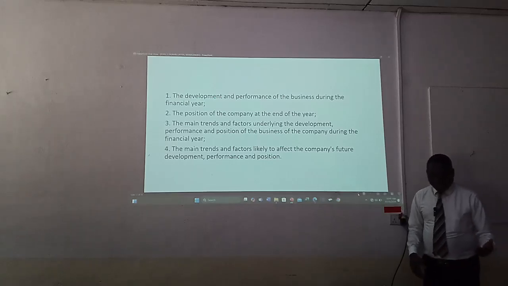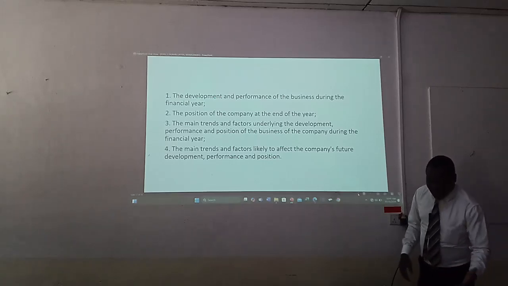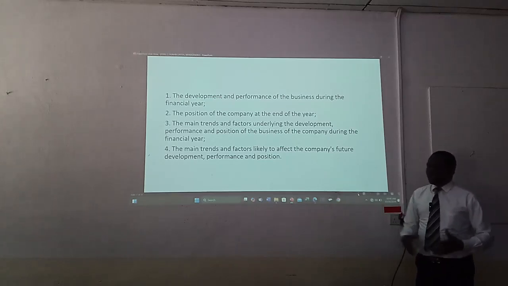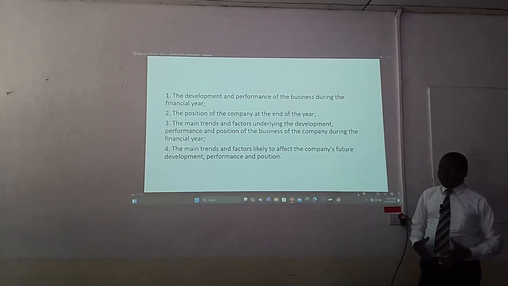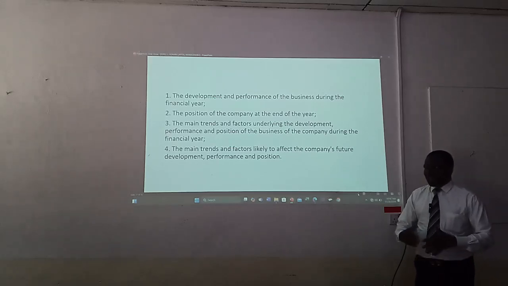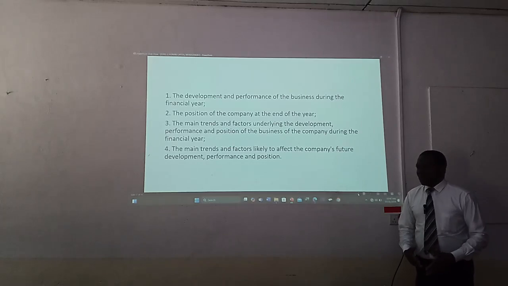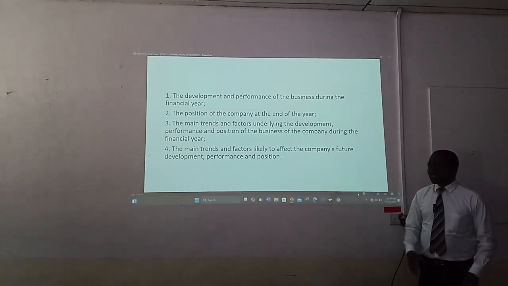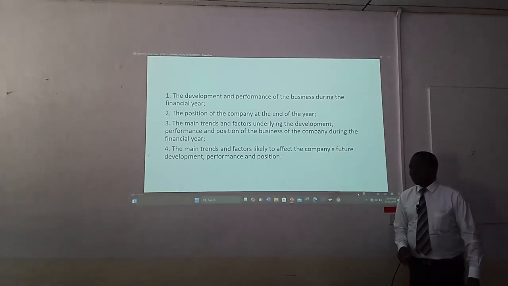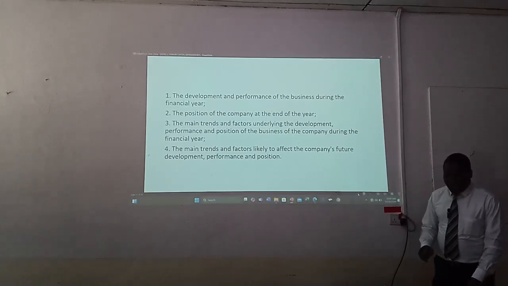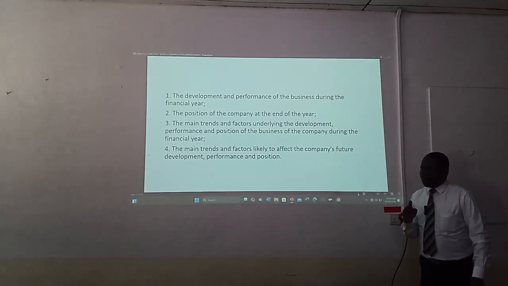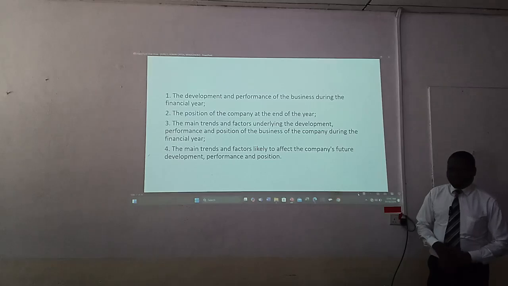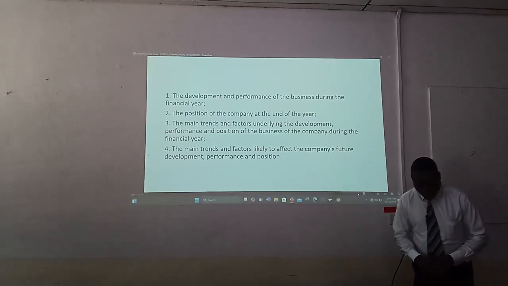And then you look at the position of the company at the end of the year. At the end of the year, what is the position of the company? Has the company registered a great progress? If the company has not registered a great progress, something is wrong. And therefore, you put yourself in a position to see whether that company is going forward or is going backwards. So this must also be seen in the report.